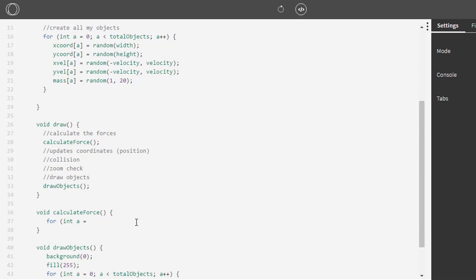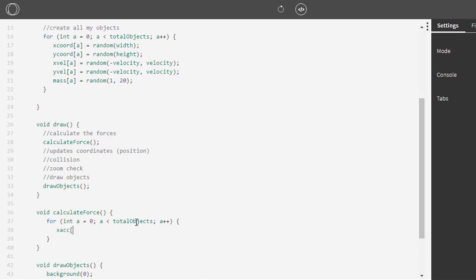This is using the gravitational equations. So we're going to consider the mass and the radius in order to figure out what the force on each thing is going to be. And that's going to inform our acceleration. Once again, go through all my objects.